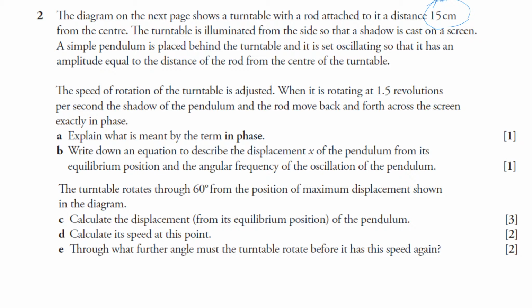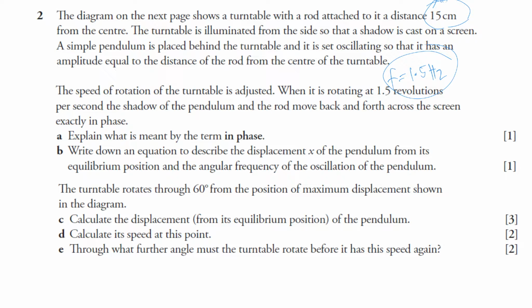The shadow is cast on the screen. The light is placed behind the turntable, rotating from the rod. The speed of rotation when it's rotating is 1.5 revolution per second. So this is your frequency. Your frequency is equal to 1.5 hertz.